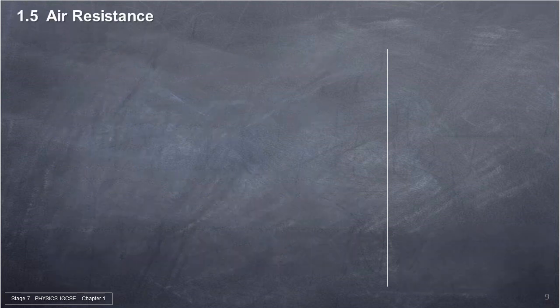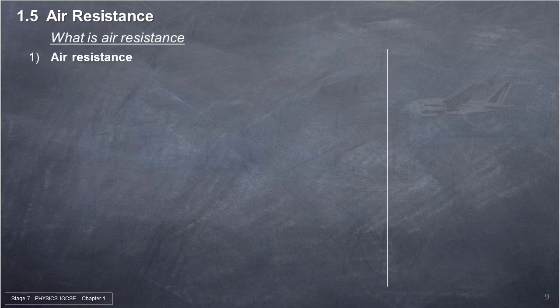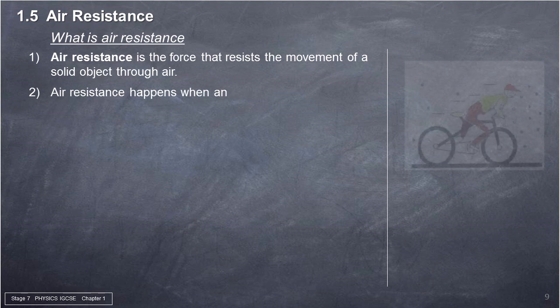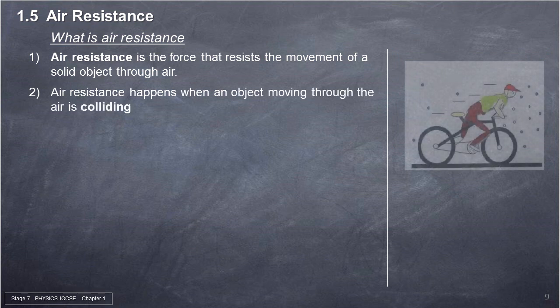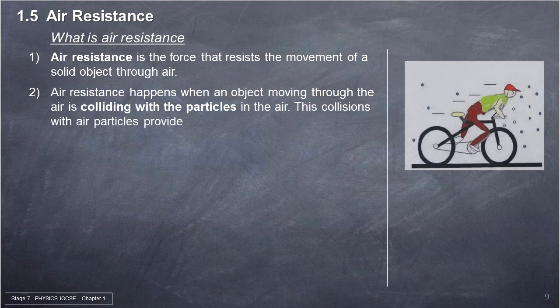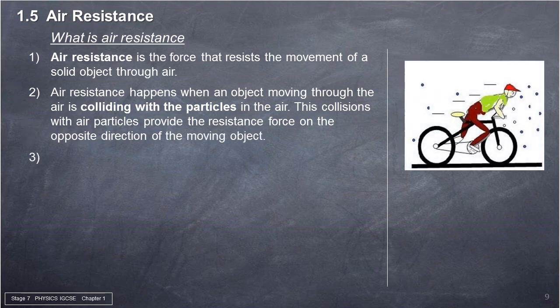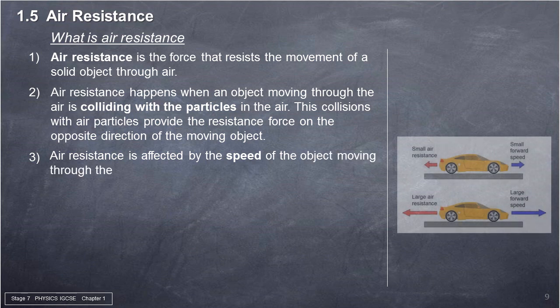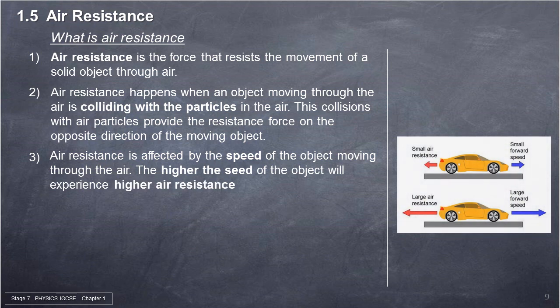1.5. Air resistance. What is air resistance? 1. Air resistance is the force that resists the movement of a solid object through air. 2. Air resistance happens when an object moving through the air is colliding with the particles in the air. These collisions with air particles provide the resistance force in the opposite direction of the moving object. 3. Air resistance is affected by the speed of the object moving through the air.